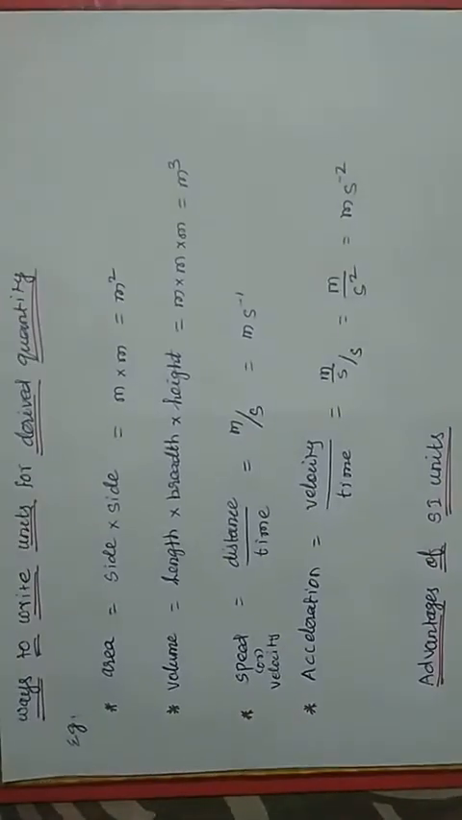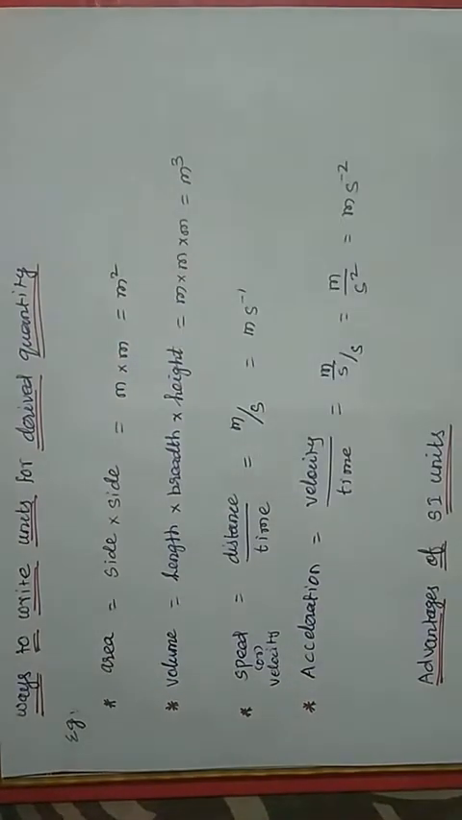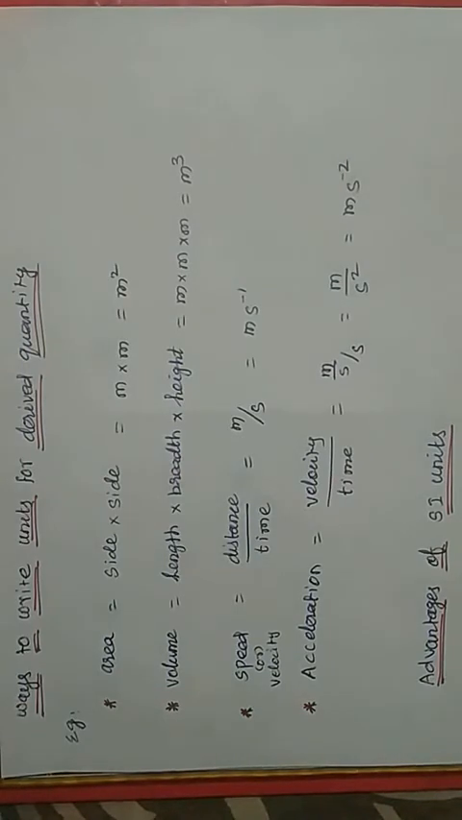Only the symbols can be used, and they should not be in the form of plural. Next is the way to write the units for derived quantities. So fundamental quantities, we know that. So how can we find the units for derived quantities?